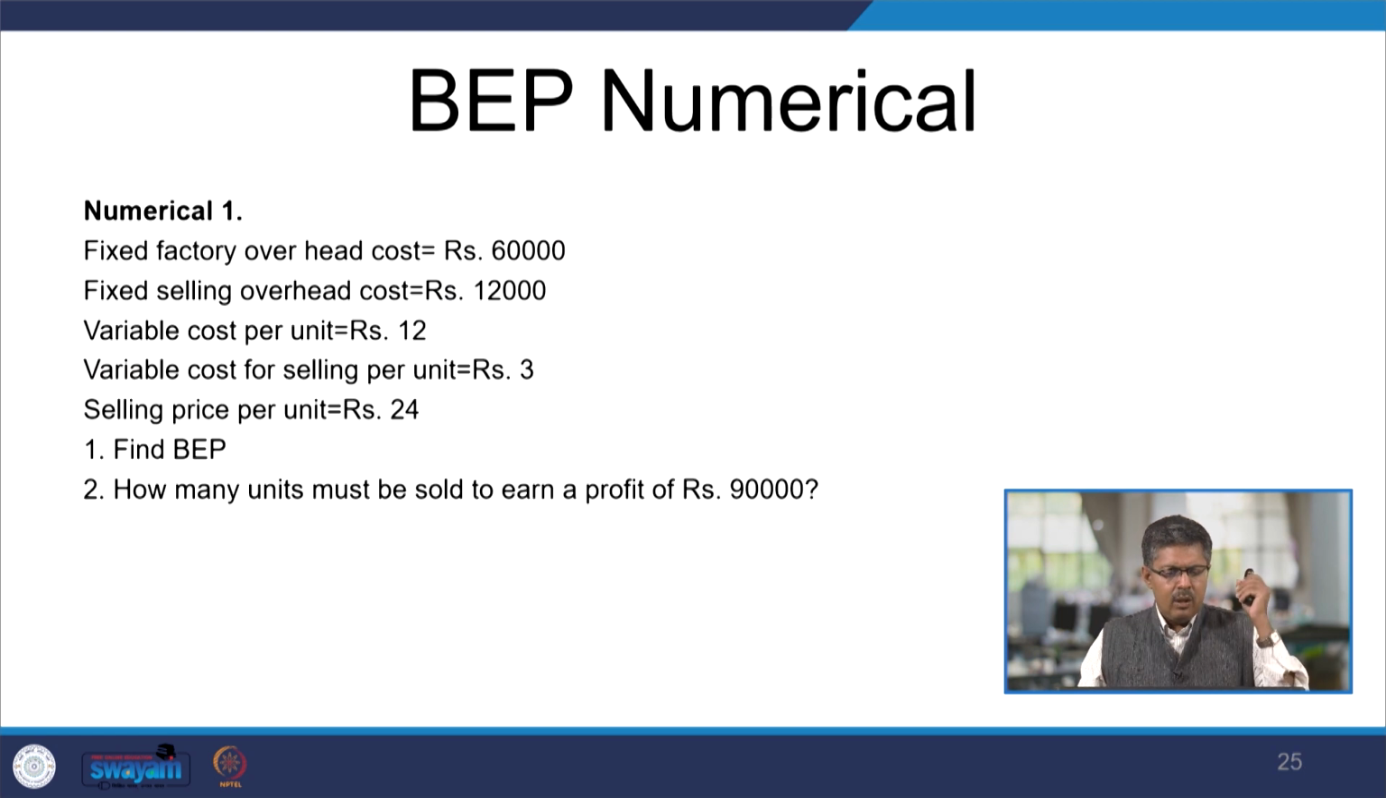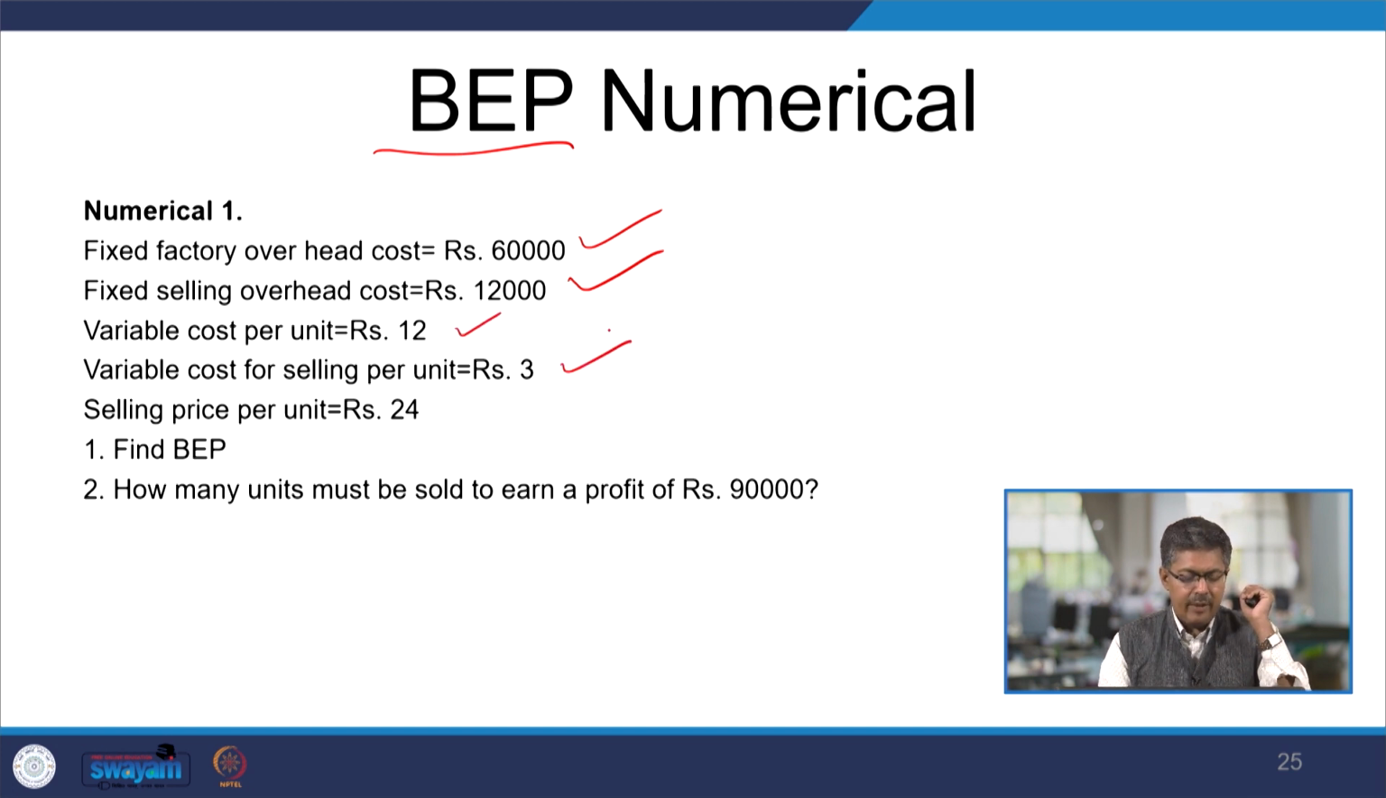numerical, right. So, this is the numerical in which we are trying to find out the BEP, the break even point. Now, as we have understood, this is the point where the company neither makes profit nor makes losses, but after this the company starts making profit. Okay. So, let us say the fixed factory overhead cost is 60,000 in a given case, right, the data is given to you. The selling overhead cost is 12,000, right. Variable cost per unit is rupees 12. Variable cost for selling per unit is rupees 3.